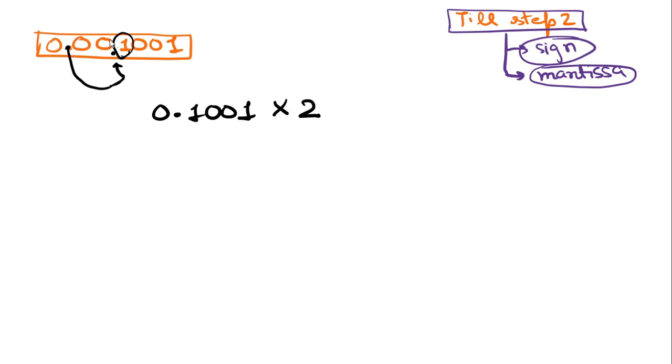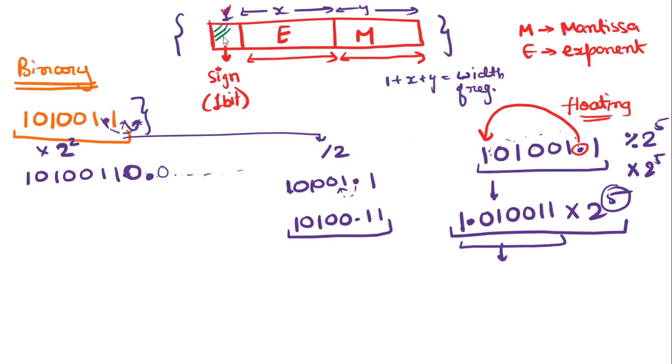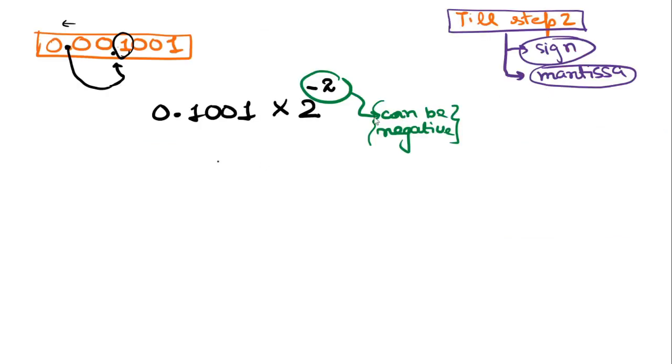So we are actually dividing it by 2 to the power 2, because we are floating the point towards the right, which means we are multiplying by 2 to the power minus 2, right? That means our exponent can be negative as well. But what we saw here is we have defined the sign for the entire number, but we have not defined the sign for the exponent.